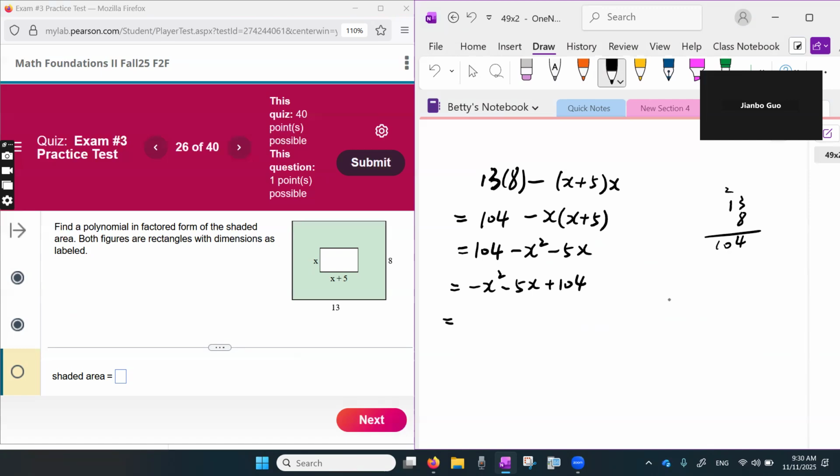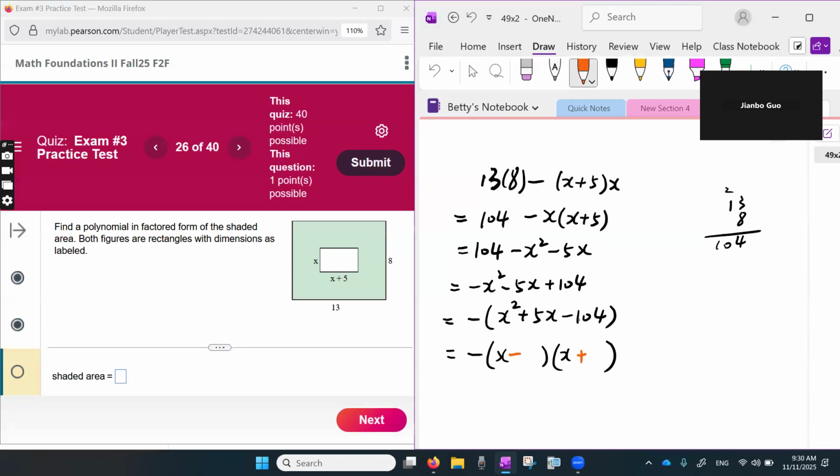We need to give the result as a factored form, right? Remember, how do we process a trinomial if the leading coefficient is -1? We need to factor -1 out. And inside the parentheses, we have x squared plus 5x minus 104. Shortcut, right? We need to find the two integers multiplied to negative 104, add up to positive 5.